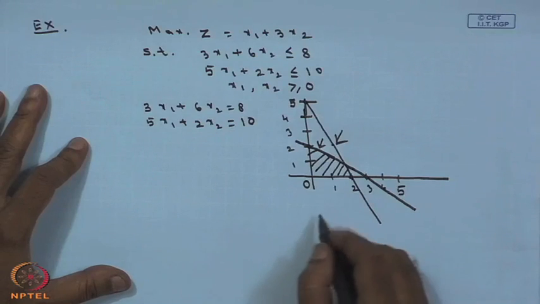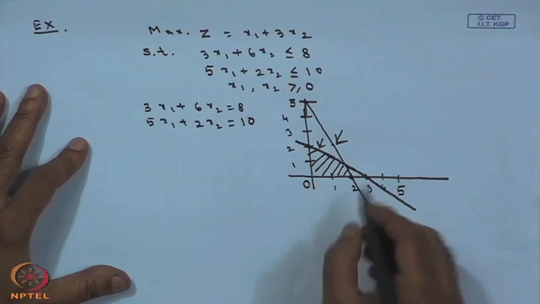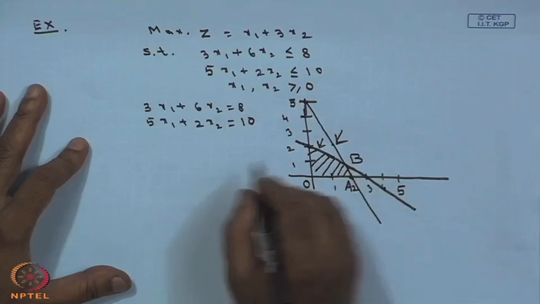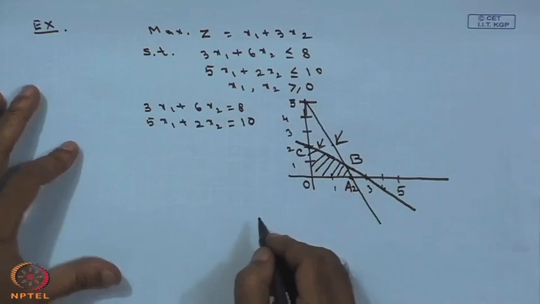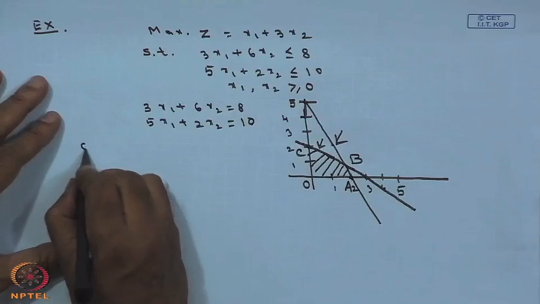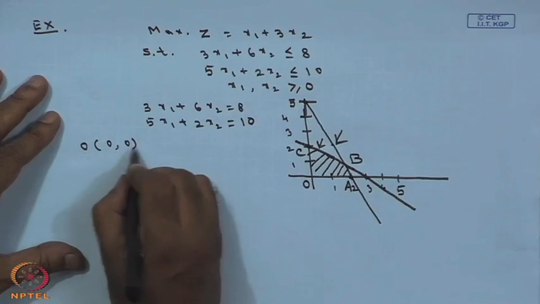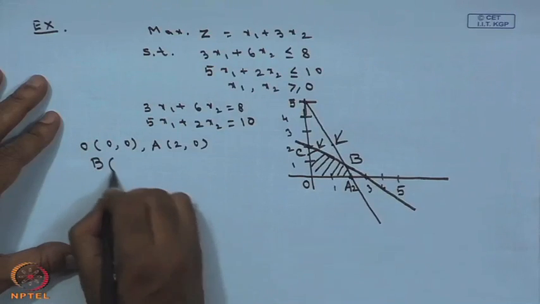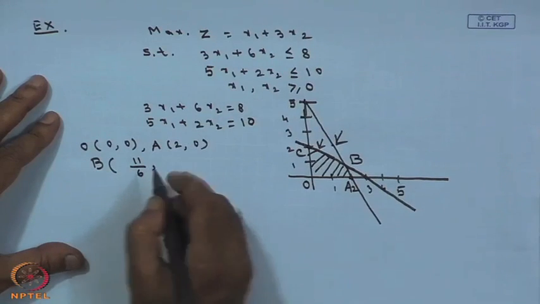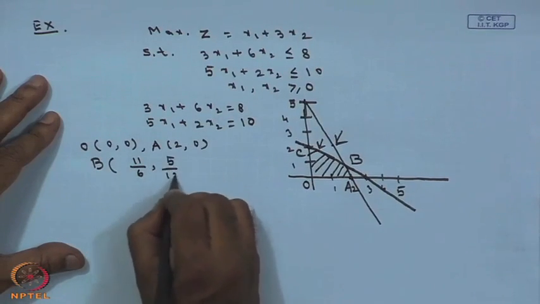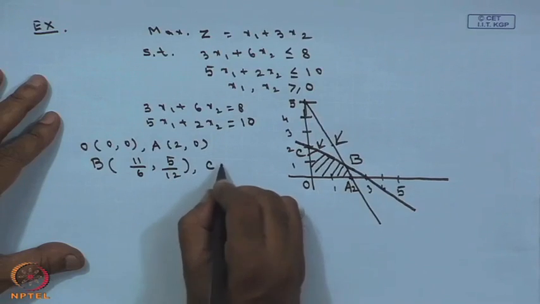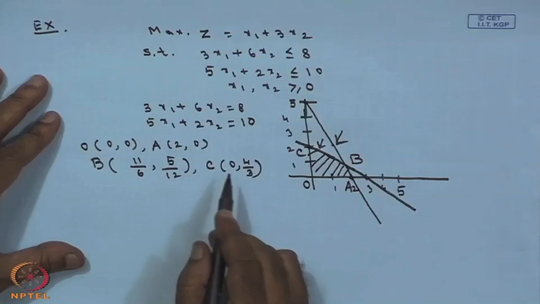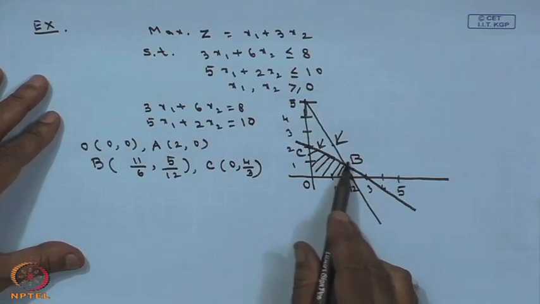What are the extreme points of this feasible region? One is O, another one you can tell this is A, this point is B and this point is C. The value of this you can calculate easily. O is (0, 0), A will be (2, 0), B is (11/6, 5/12) and C is (0, 4/3). So, these are the extreme points O, A, B and C.